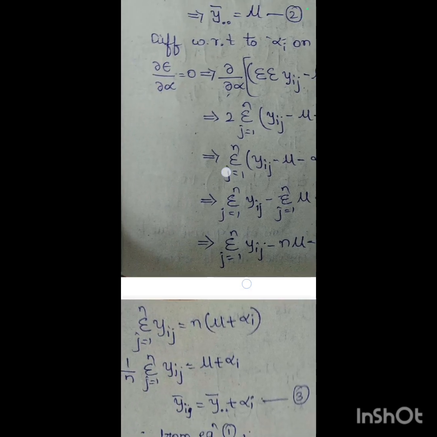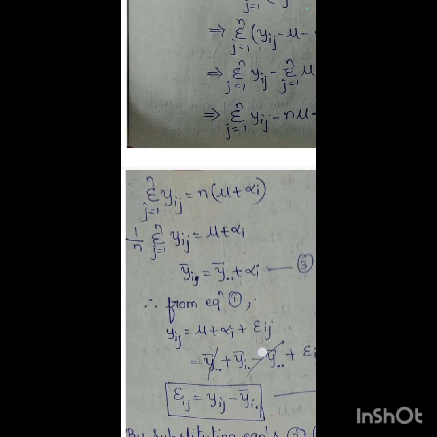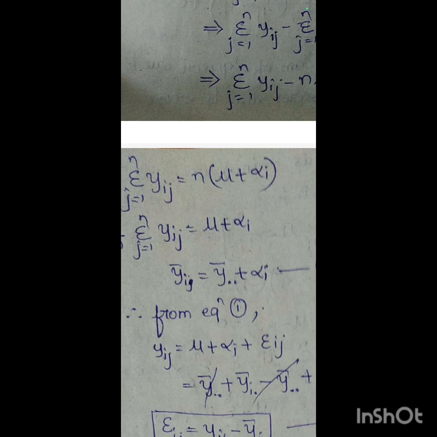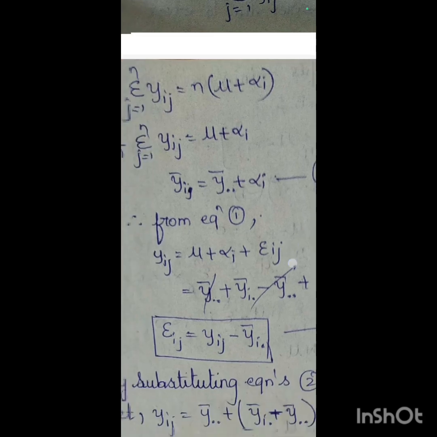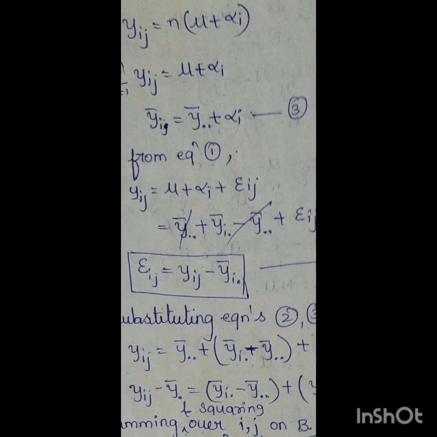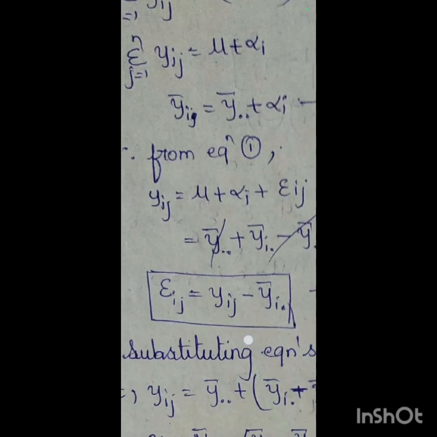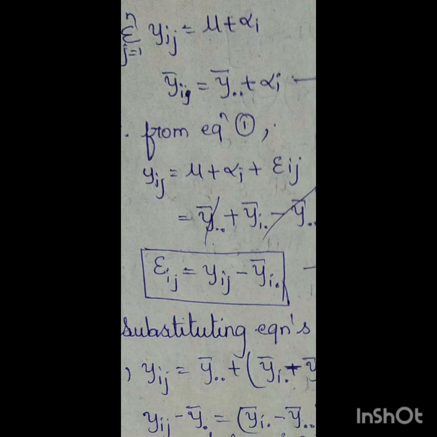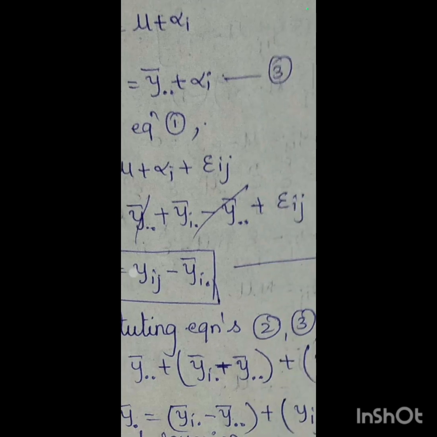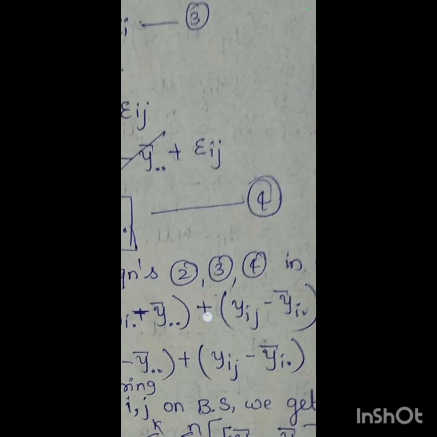Now to find the value of alpha i, differentiate with respect to alpha i on both sides and equate to 0. Then you will get alpha i equals y i bar dot minus y bar double dot. Put it as equation 3. Substitute these values in equation 1 to get the value of epsilon ij. So y ij minus y bar i dot is the error estimate. Put it as equation number 4.